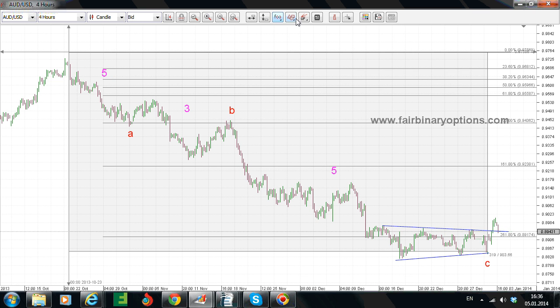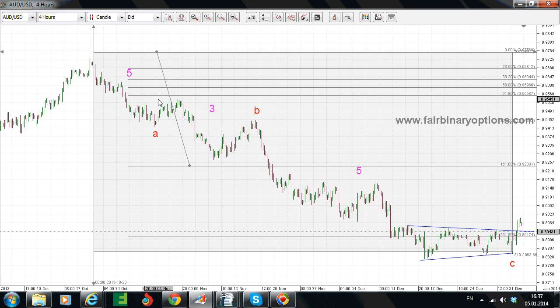We are looking for 161.8. Let's measure the 161.8. If you take this measured move and you put it by the end of wave A here, you are seeing that price actually extends more than this wave by the end of the C wave. Therefore, this is an elongated flat. This is important because elongated flats appear either at the end of an expanding triangle or at the beginning of a contracting triangle. This is no expanding triangle.